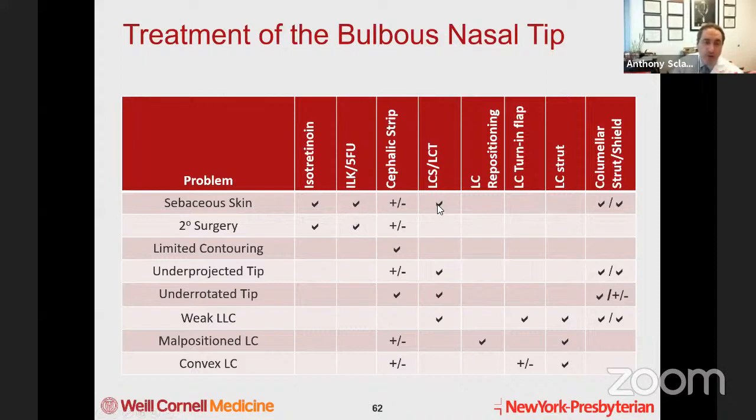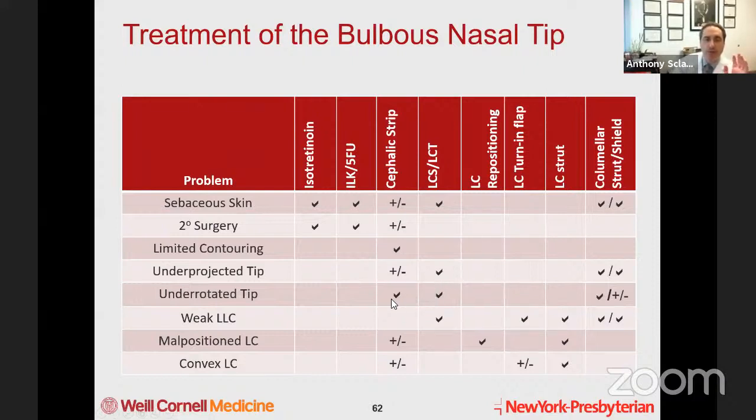You can do a lateral crural strut or lateral crural tensioning in the setting of sebaceous skin, because you know that skin is still going to be thick and you're still going to need to give as much structure and as much form as possible to the underlying cartilage. Columellar strut, columellar shield graft. Again, sebaceous skin is great because it's going to hide any irregularities. You just need limited contouring. A cephalic strip is great, but it's going to give you limited contouring like I showed you in those early cases. Underprojected tips, the lateral crural strut, lateral crural tensioning, columellar strut, shield graft are kind of my go-to procedures.